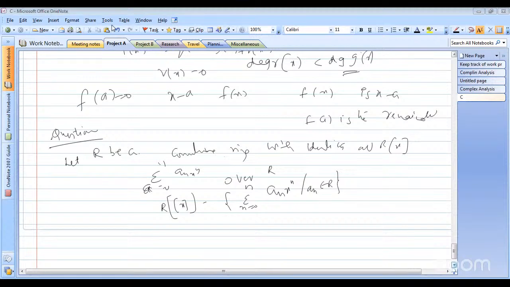Let R be a commutative ring with identity. R[[x]] is the set of all formal power series, the summation of a_n x^n, where a_n belongs to R. So let us define here.